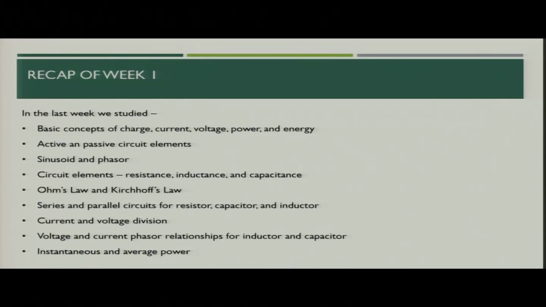So, before going into the details, let us try to understand what we learned in the previous week. We started with the basic concepts of charge, then we spoke about current, voltage, power and energy. Then we discussed active and passive circuit elements, where we discussed voltage and current sources, and we also saw the various symbols of dependent as well as independent voltage and current sources. Then we discussed the sinusoid and the phasor, and how we can find the value of the phasor with the help of a given sinusoid. Then we discussed circuit elements, that is resistance, inductance and capacitance.